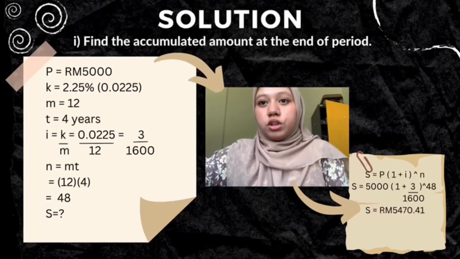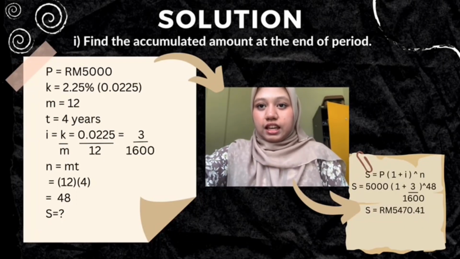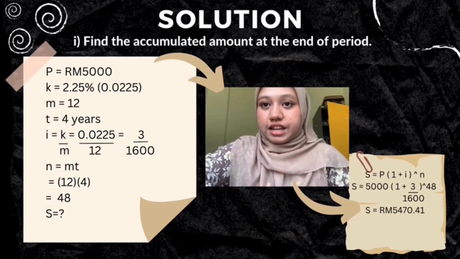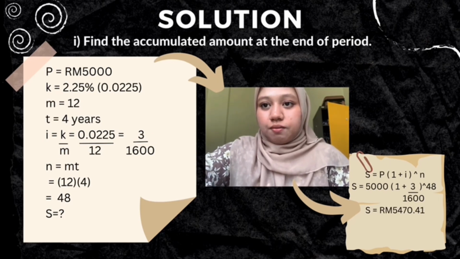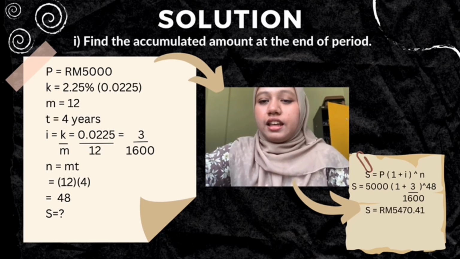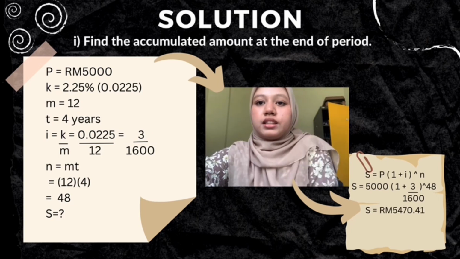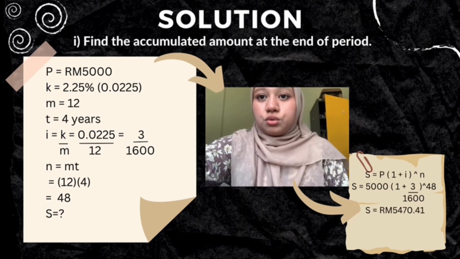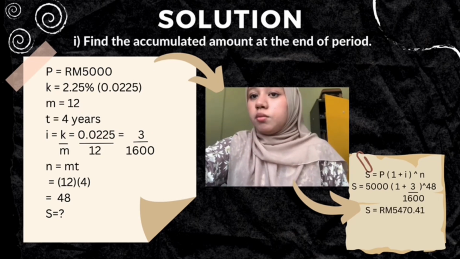So here, we want to find S. First, P is equal to 5,000, K is 2.25% equal to 0.0225, M is 12 because we are compounded monthly, T equal to 4 years, i equal to k per m, and it's equal to 3 per 1,600, n equal to MT, which is 12 multiplied by 4. So n will be 48.